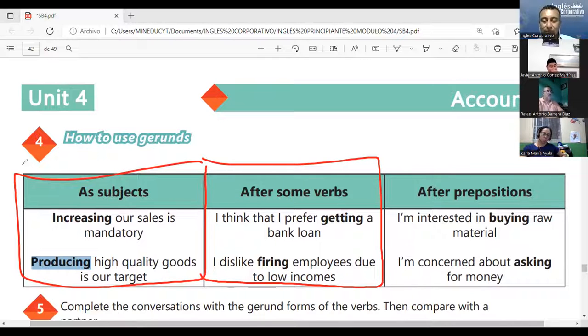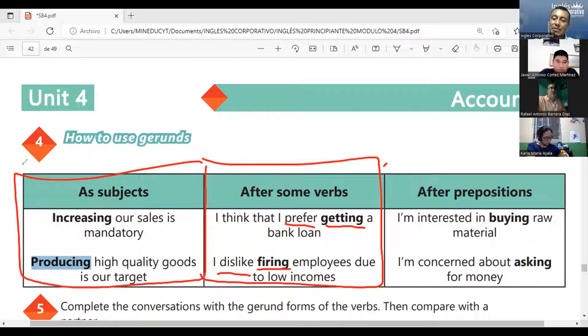For example, I think that I prefer, y luego el verbo que sigue prefer con ing. I think that I prefer getting a bank loan, all right? Creo que prefiero conseguir, obtener un préstamo bancario, all right? Un crédito bancario. Number two, I dislike firing employees due to low incomes. All right. No me gusta despedir empleados debido a ingresos bajos. Dislike. Prefer. Después de prefer y de dislike, en este caso, we put ing in the verb. Le ponemos ing al verbo. Ok.